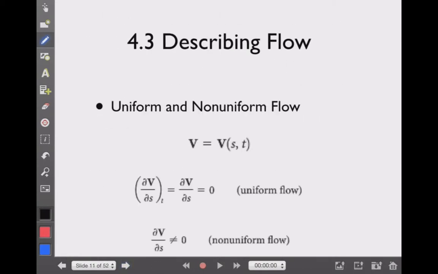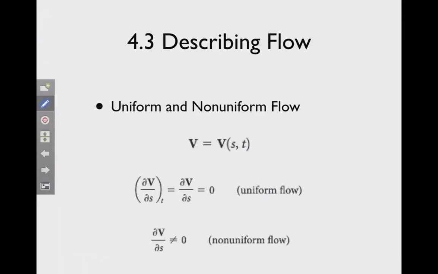Section 4.3, describing flow. Really, this section is about describing various definitions of what we really mean when we talk about uniform flow or steady flow or laminar versus turbulent. And so there are a lot of definitions when we're talking about fluid dynamics of fluids. And so what we have here for our first definition is the difference between uniform and non-uniform flow.